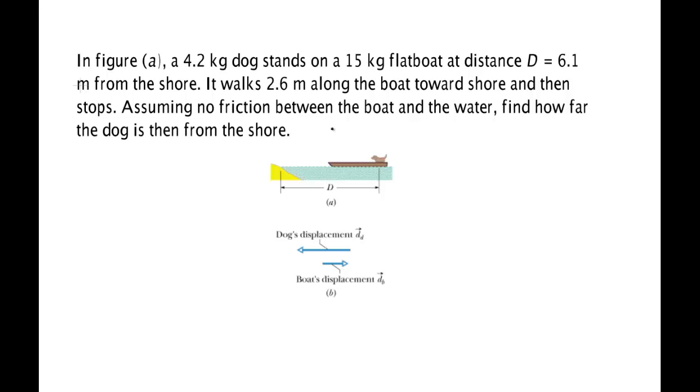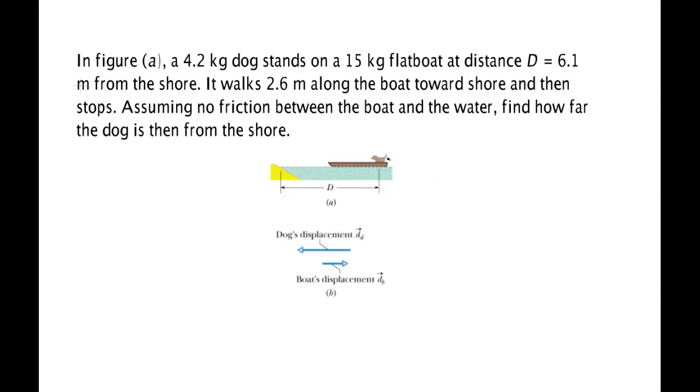In this example problem, we have a dog who is located at a distance d from the shore, and he's in a boat. It asks us, if the dog is 4.2 kilograms and he's on a 15 kilogram flatboat at a distance 6.1 meters from shore, and the dog then walks 2.6 meters along the boat toward the shore and then stops, assuming no friction between the boat and the water, how far is the dog then from the shore?